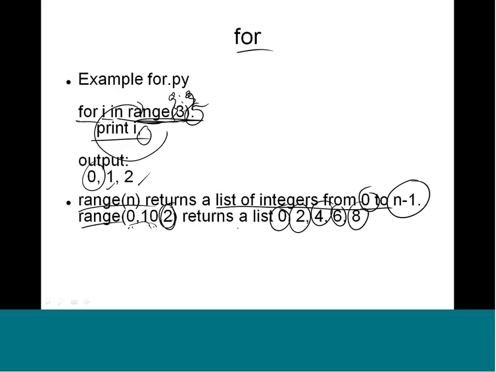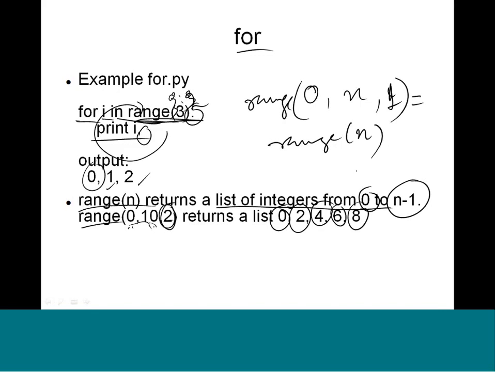If you don't specify, then it assumes 0 through n with an increment of 1. So range can be shortened to range n. For anything else, you need to specify all the numbers.